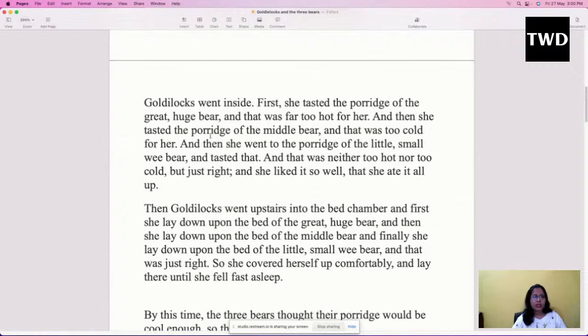And then she tasted the porridge of the middle bear, and that was too cold for her. And then she went to the porridge of the little small wee bear and tasted that. Yes, and that was neither too hot nor too cold, but just right, and she liked it so well that she ate it all up. So, can you see in the whole paragraph from beginning till now, we have used only past tense. If you see all the verbs, all are in past tense, like ate, tasted.